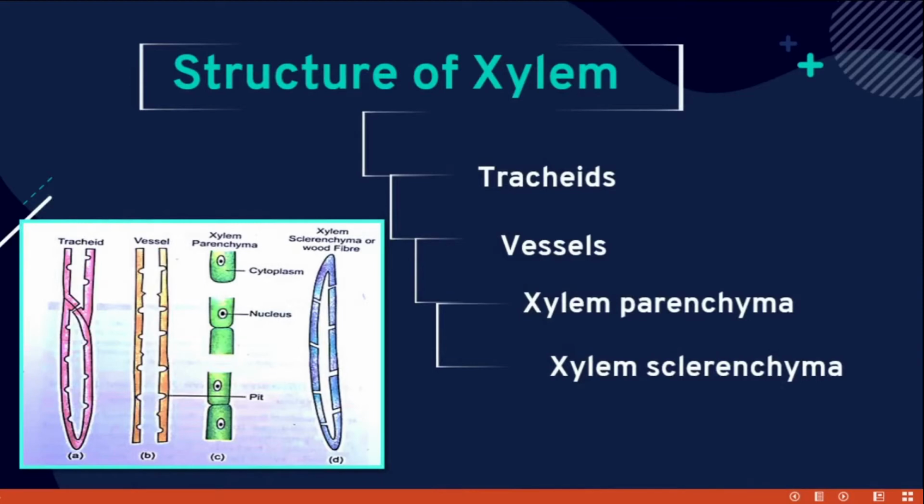Structure of xylem. Xylem contains four important cells: tracheids, vessels, xylem parenchyma, and xylem sclerenchyma.